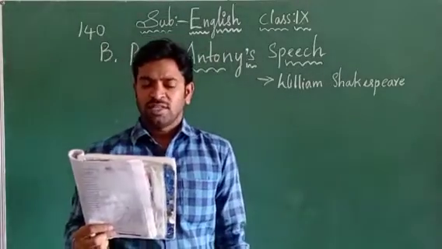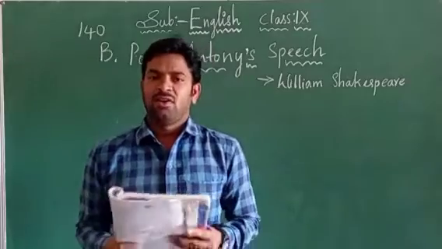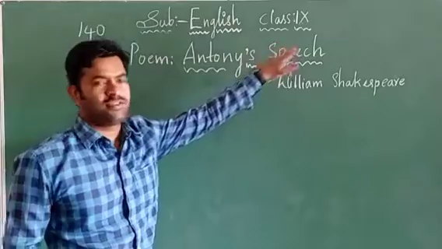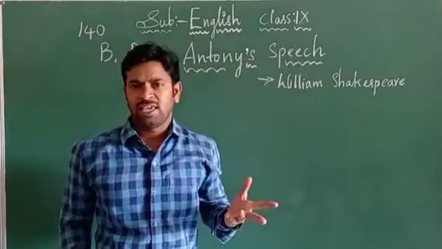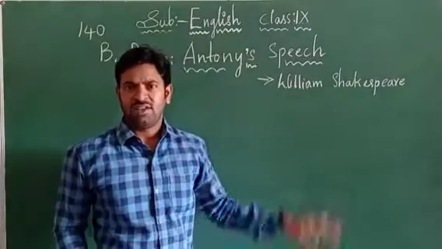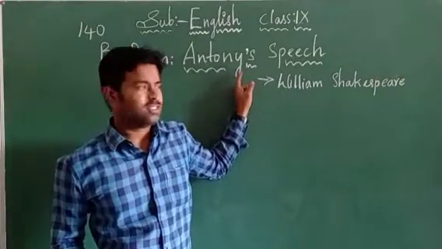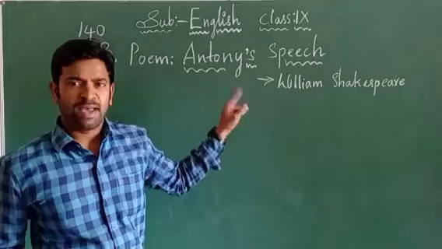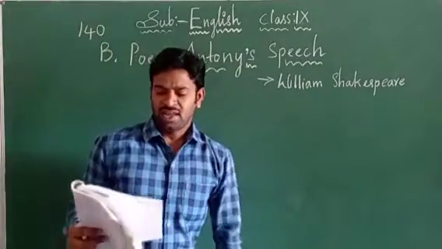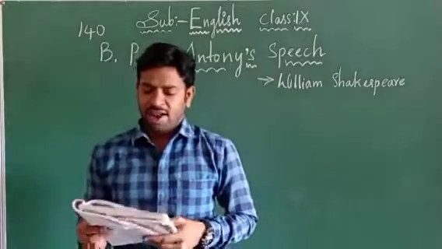In one box, some flashback has been given. Antony's speech. Antony is the person who is giving the speech here. About whom is he giving the speech? This speech was written by William Shakespeare, children. Antony's speech, which was given by Antony, was written by the poet William Shakespeare. Right. So what is given in the flashback here?